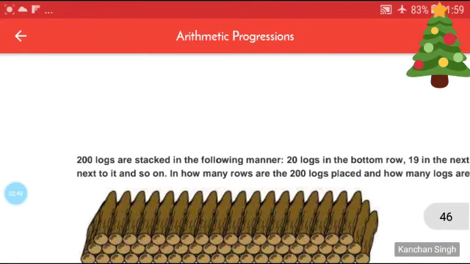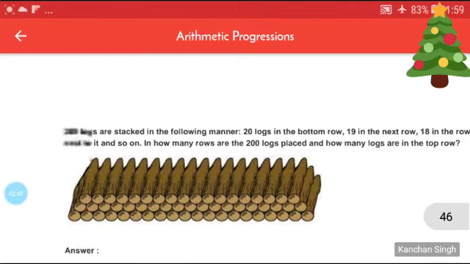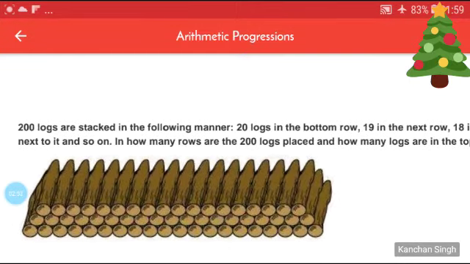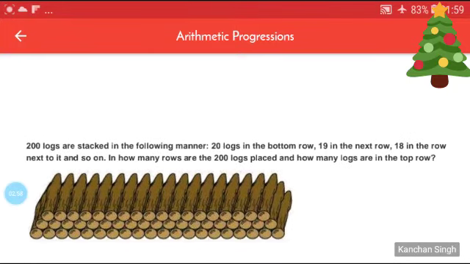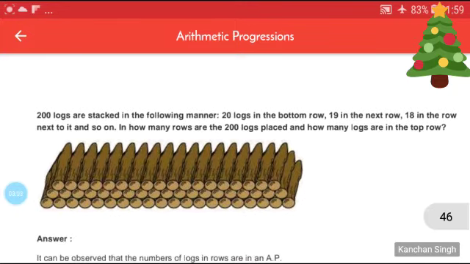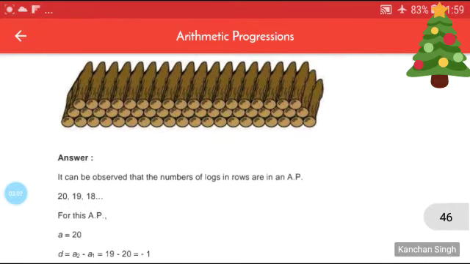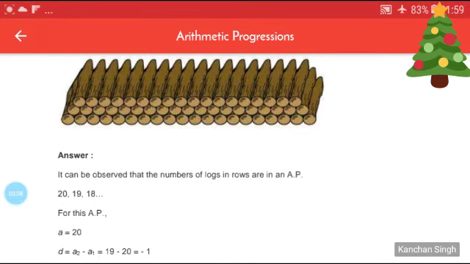Okay. Now see our next question. 200 logs are stacked in the following manner: 20 logs in the bottom row, 19 in the next row, and 18 in the row next to it, and so on. In how many rows are the 200 logs placed, and how many logs are in the top row? So see, everything is given here.